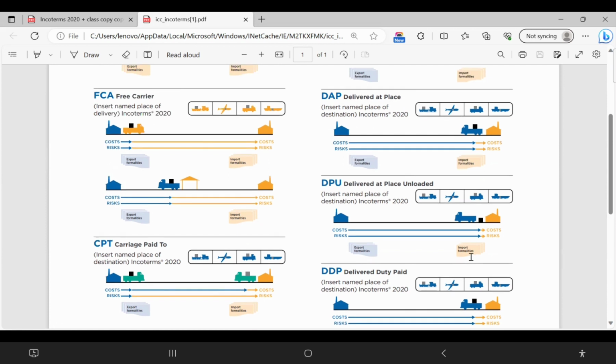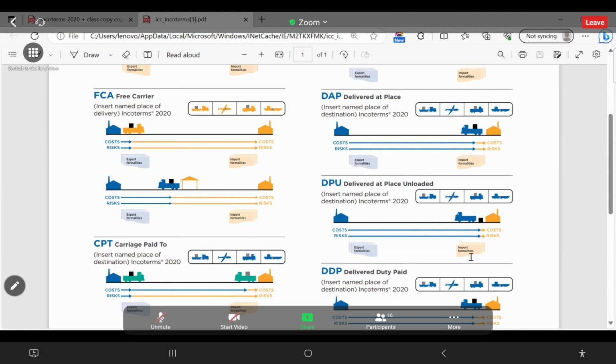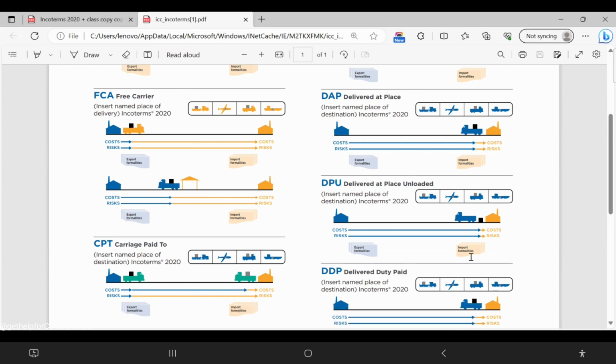Okay, FCA, where does the delivery happen? First carrier. Yes. If the place is the seller's premises, the seller has to load it. If it is a second place, the seller has to arrange for the carriage until the named second place. If it is the second place, he doesn't have to unload it.